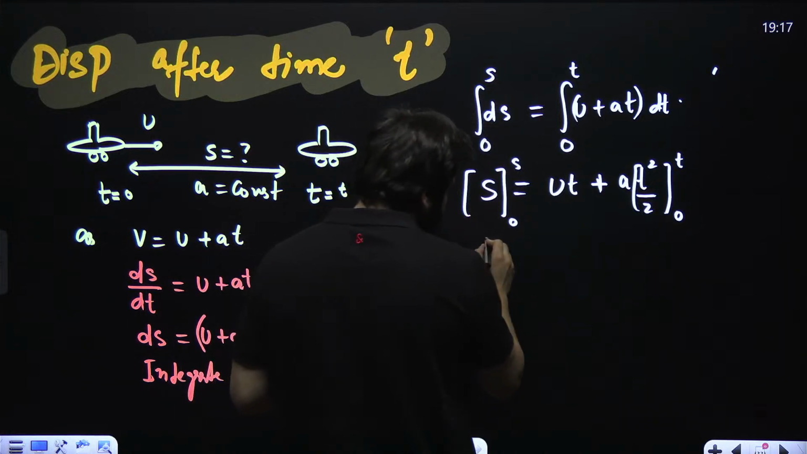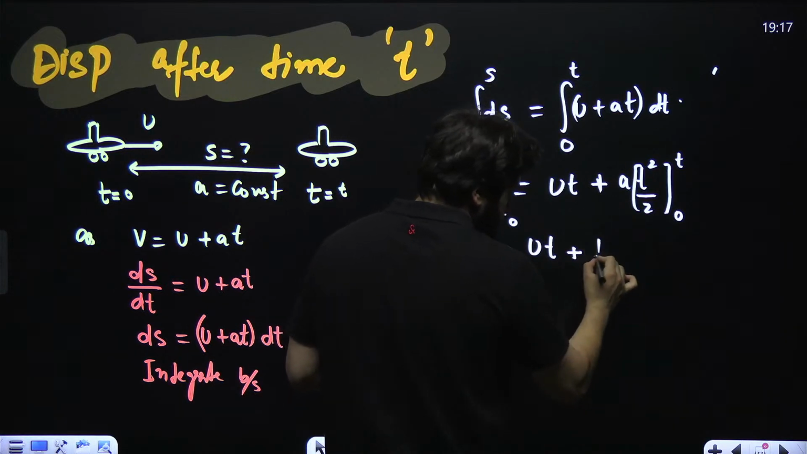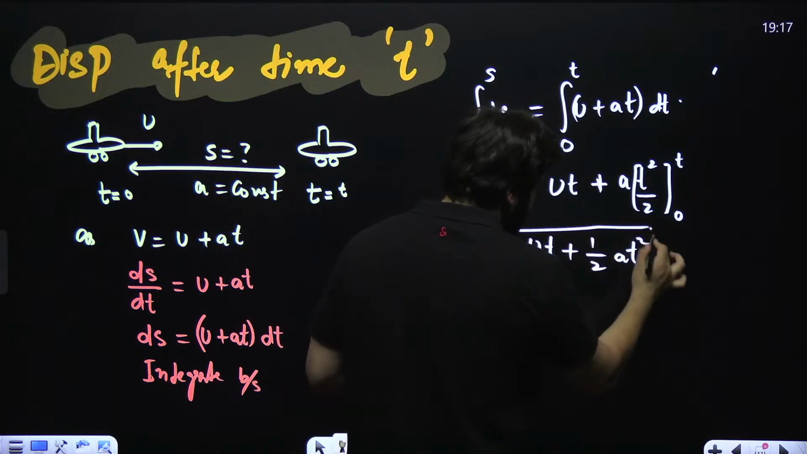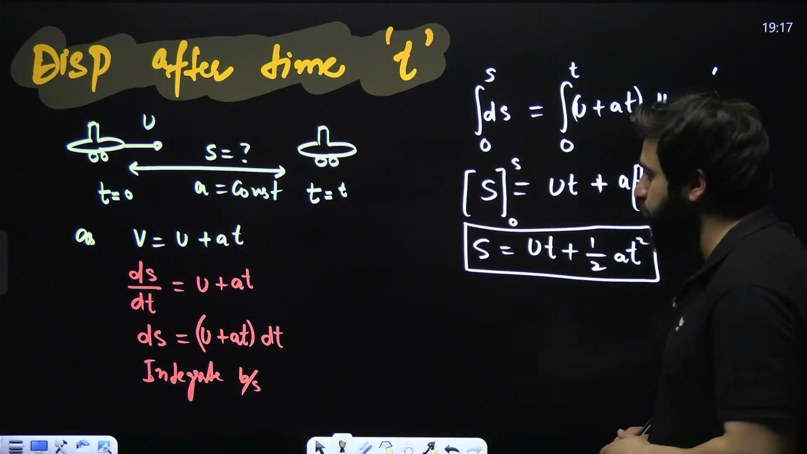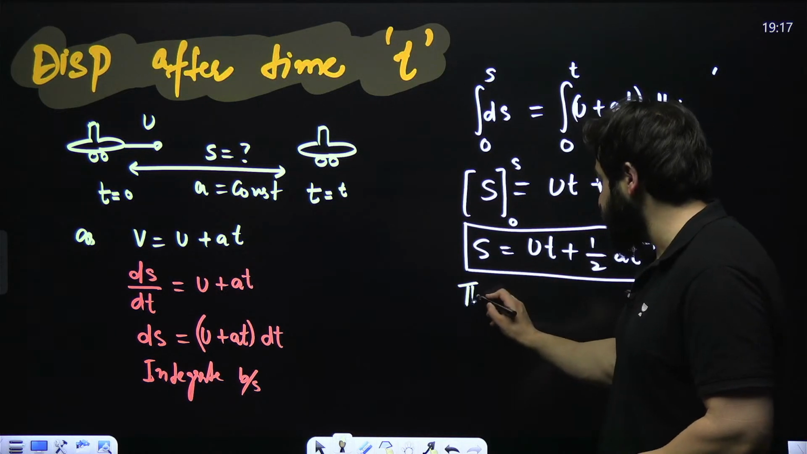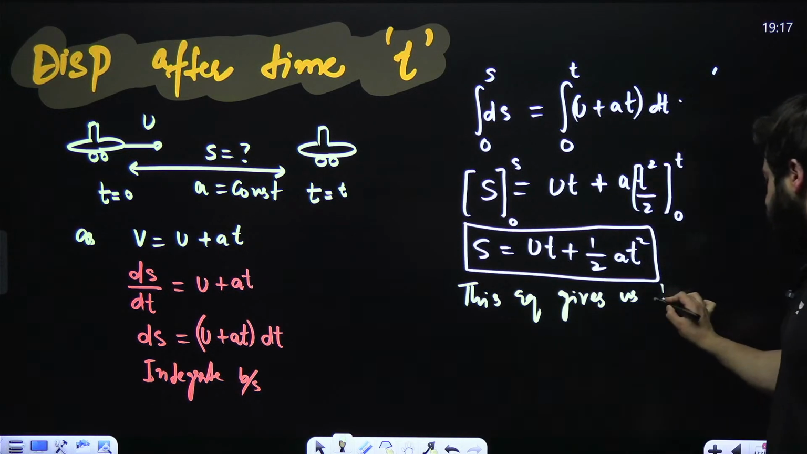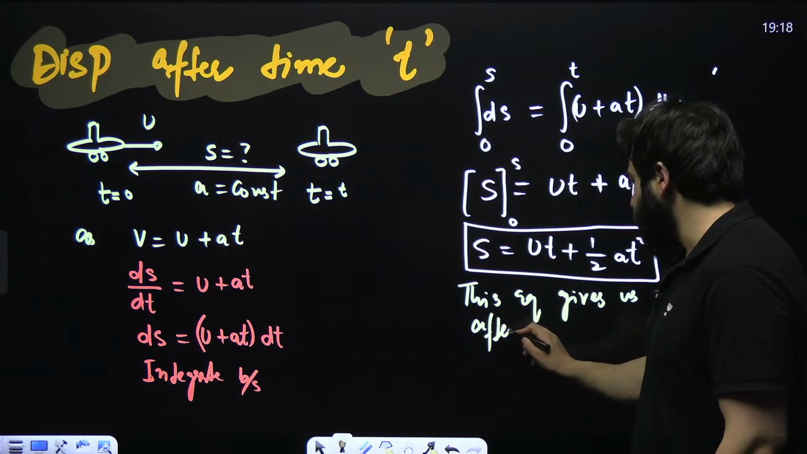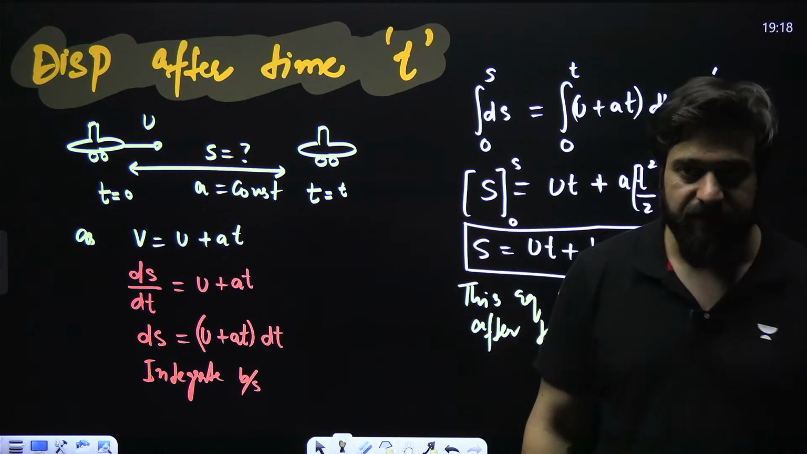And I can say over here, s is equal to initial velocity into time plus 1 by 2, s is equal to ut plus 1 by 2 at square. So this is what we call the second equation of motion. This equation gives us the displacement after time t.